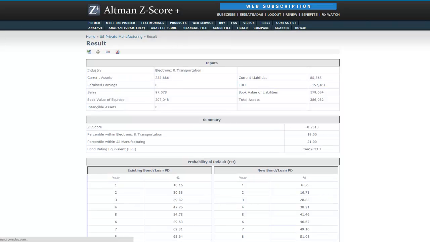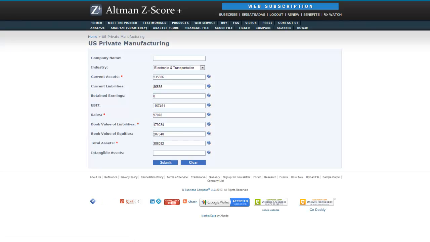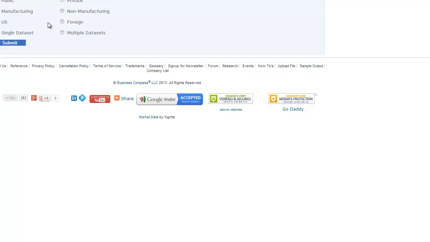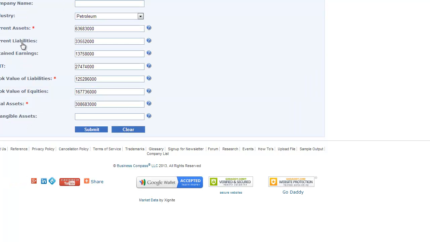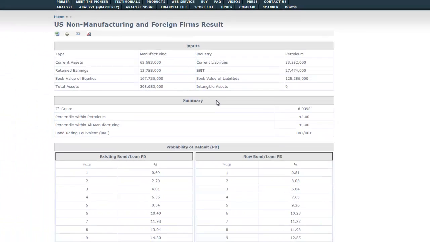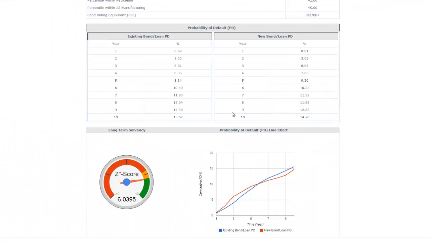Let's take a look at a foreign public manufacturing company. Here we enter the data. As you notice, there is no sales figure, so the asset turnover, sales turnover is not really taken into consideration. It's a 4 variable formula. So now here is the output that you have seen before.